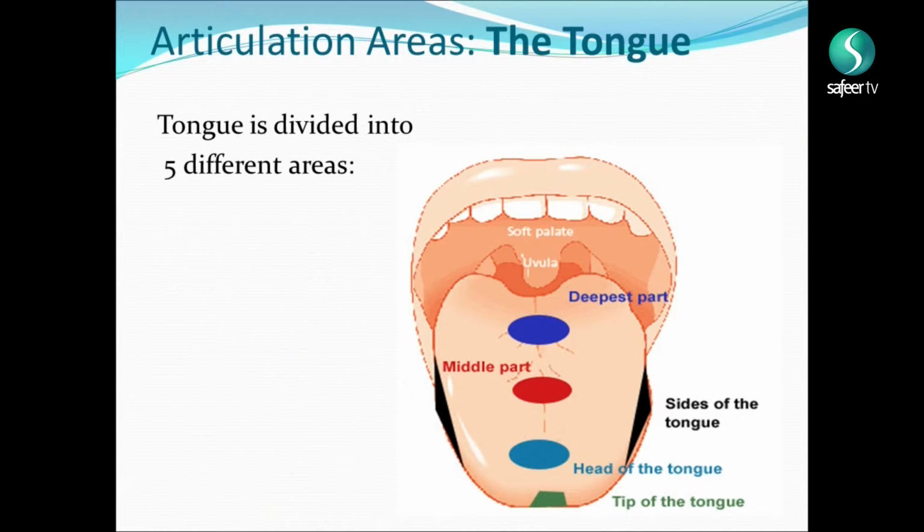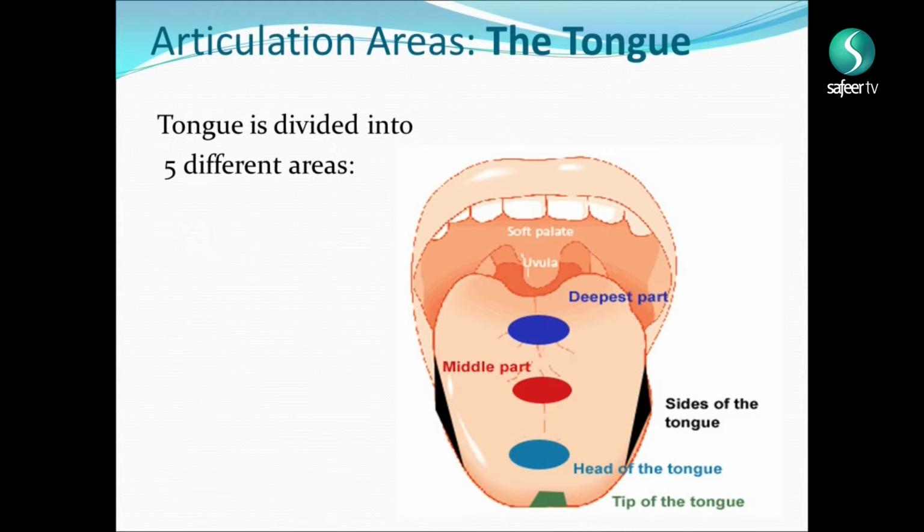So we have 5 sections, 5 areas in our tongue. So we produce the 18 letters, or better to say the 10 points of articulation are in these 5 areas. Could be in the deepest part of our tongue, or the middle part of our tongue, or the head of our tongue, or the tip of our tongue, or the sides of our tongue.